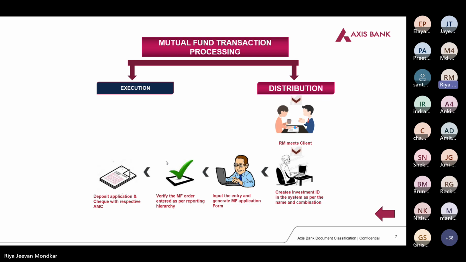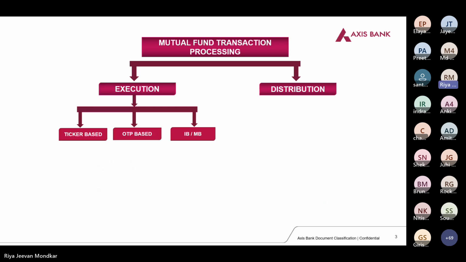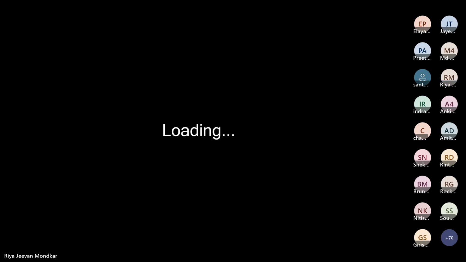Coming back to the execution modes. Now under execution, we have three different modes. That is ticker base, OTP base, and IBMB. Ticker base and OTP base is where the RM plays a role. Internet banking and mobile banking is where the client himself will place the transaction through his internet banking or mobile banking. We will first go through the internet banking and mobile banking process.